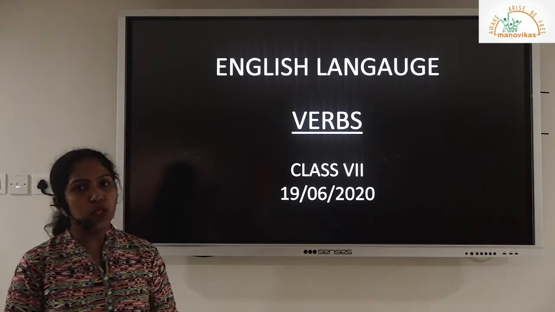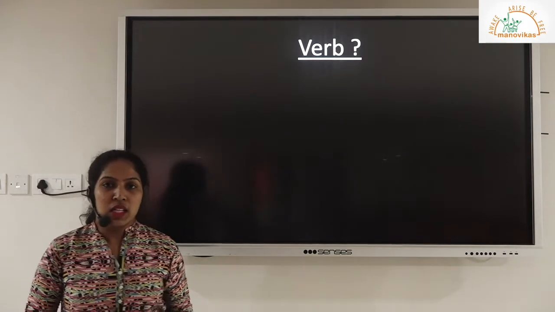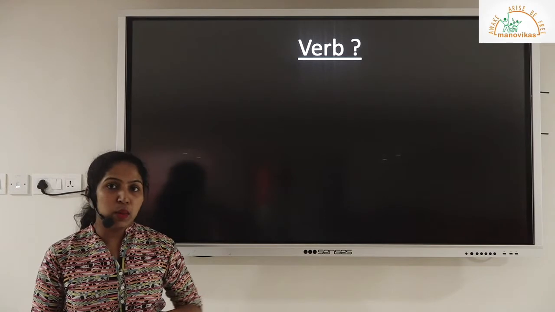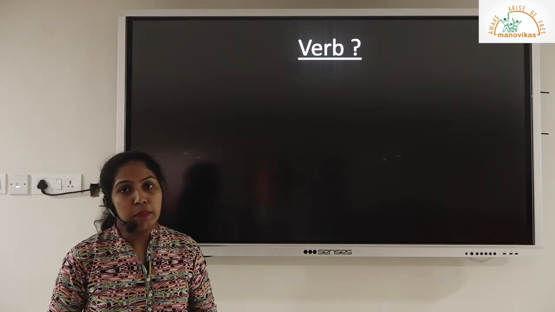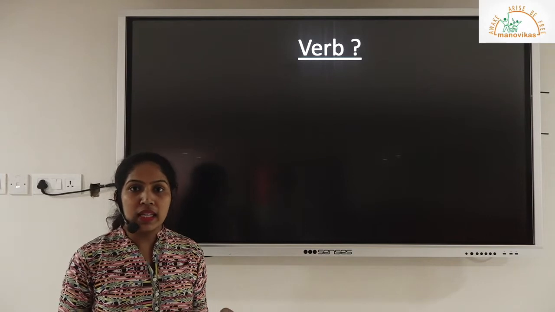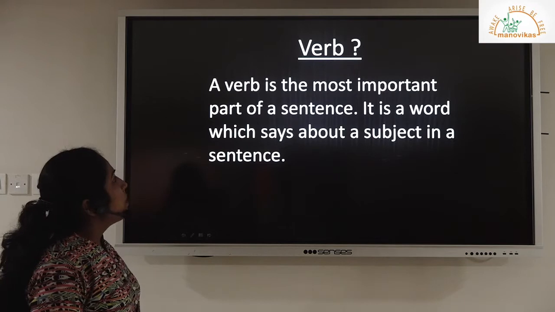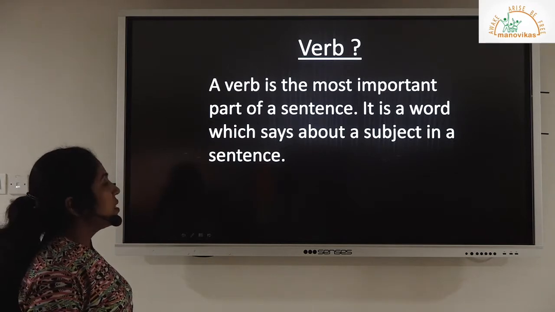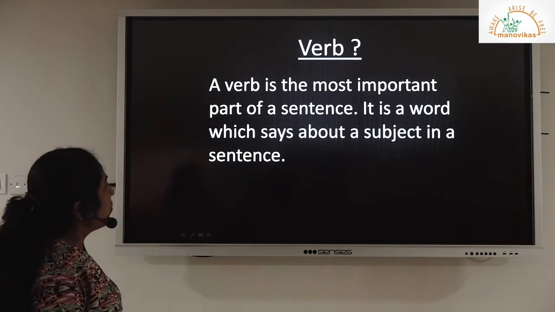Today's video is for class 7th and we will start a new topic in English language, that is verbs. Now, what is a verb? The first thing that comes to our mind when we say verb is that a verb is an action word, but it does more than just showing actions. Basically, a verb is the most important part of a sentence. It is a word which says something about a subject in a sentence.